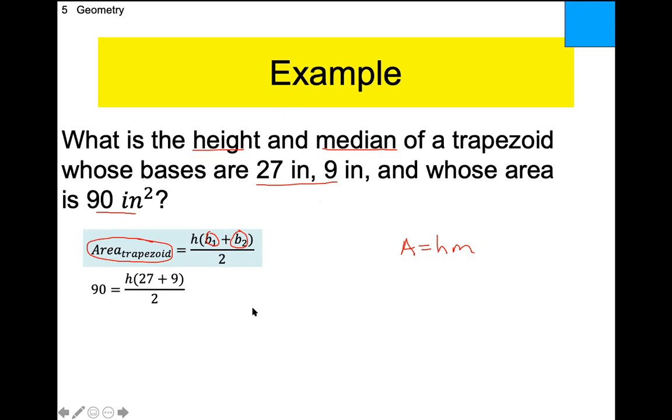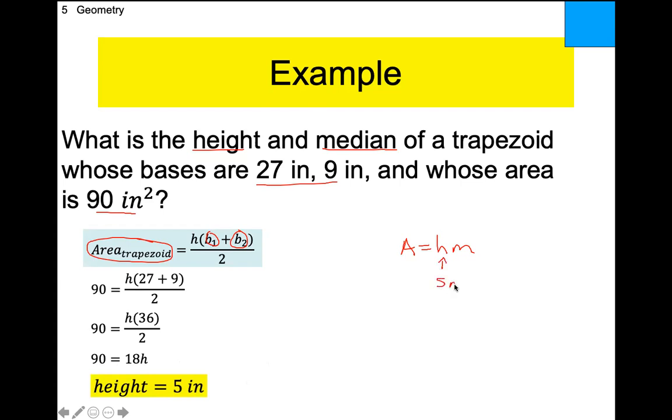27 and 9, that's 36. Half of 36 is 18. And you're going to have to trust me that 90 divided by 18 is 5. Okay. All right. Well, that was cool. We just found out the height. So we just found out that the height, that right there, is equal to 5.